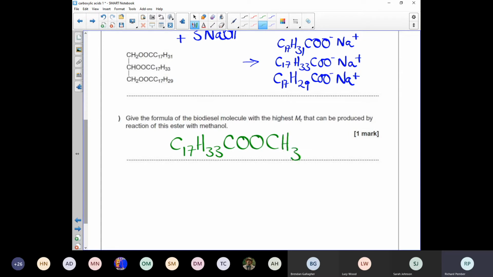So give the formula of the biodiesel molecule. So it's not asking for a molecular formula. Might have got away with a molecular formula for that, but a molecular formula wouldn't really give us any idea of what the structure is. So I think that's a safer answer.